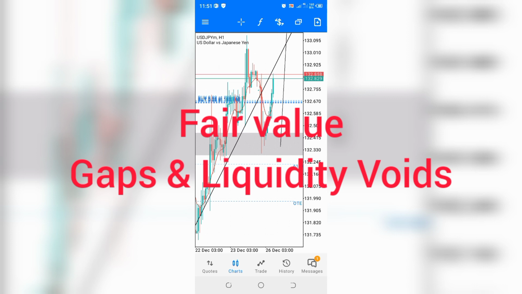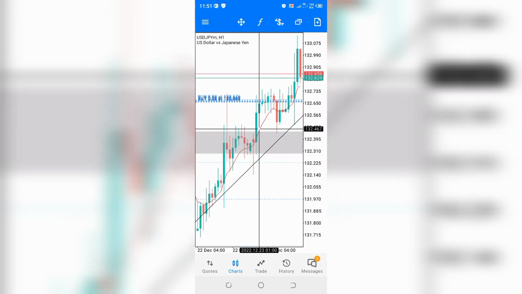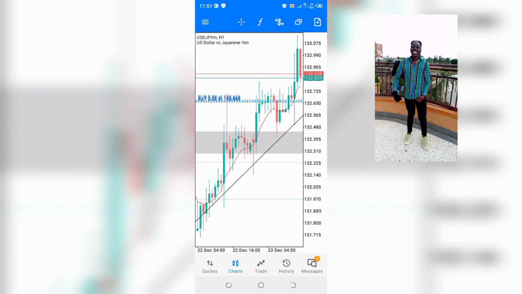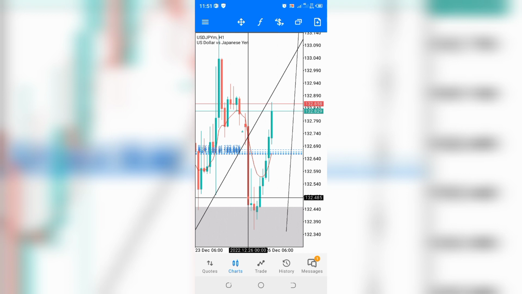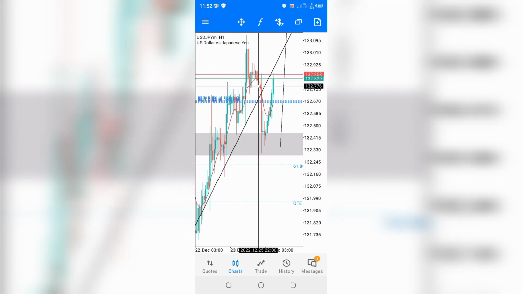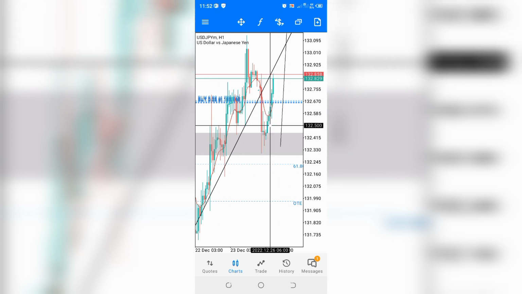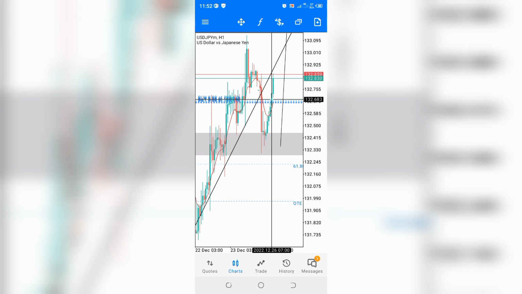Fair value gaps. See this fair value gap here, or liquidity void, which was filled in hours later and refilled again hours later. Or this very liquidity void that is being filled in as per now.